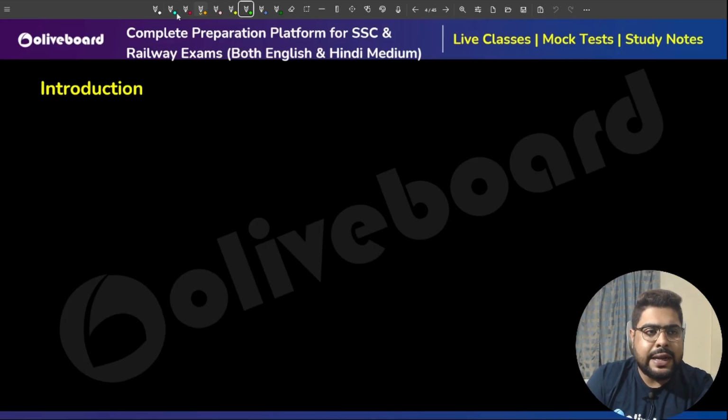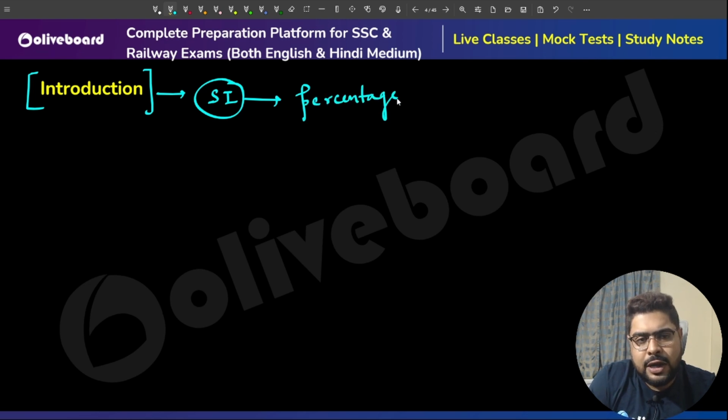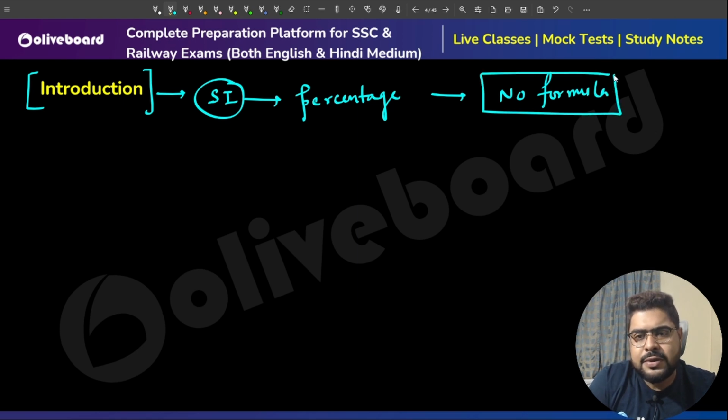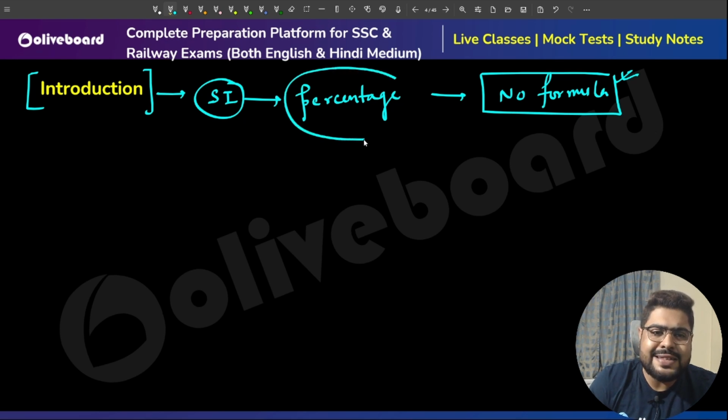So let's start. Just a very quick recap: in the last class, we understood how to approach simple interest with a little bit of percentage. No formula are we going to use. We are not going to use any formula over here. We are just going to use the simple concept of percentage.